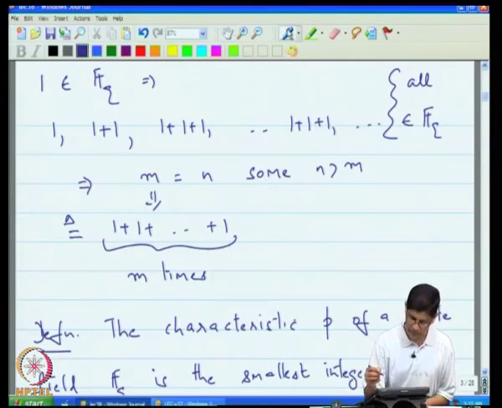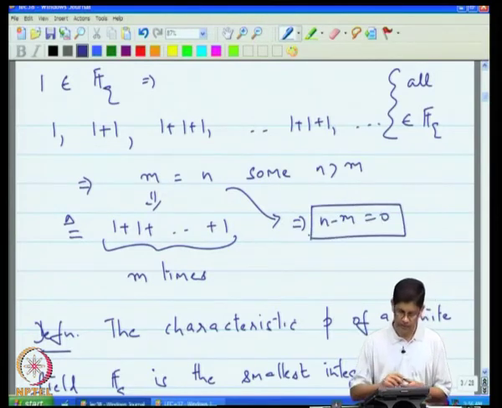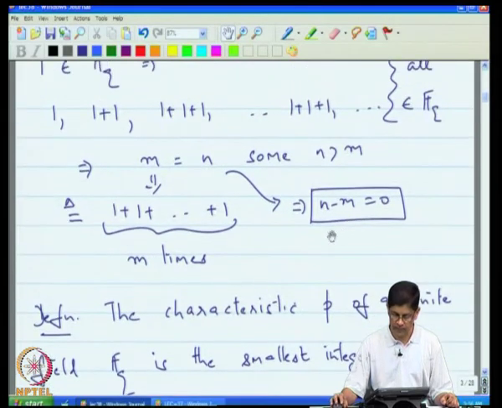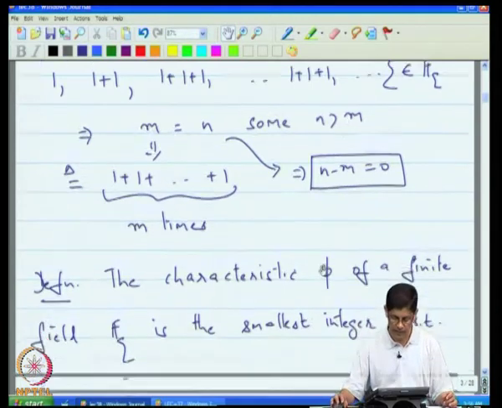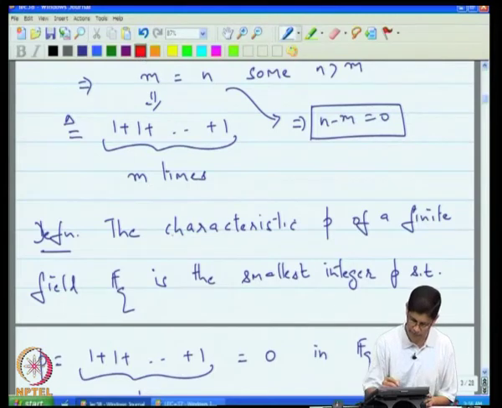Now let me just say that from this it follows that n minus m is equal to 0. The way you should interpret that is, because when you write m you really mean 1 added to itself m times, you mean 1 added to itself n minus m times. The collection of n minus m ones when added together must give you 0. So this motivates the definition of something called the characteristic of a finite field.